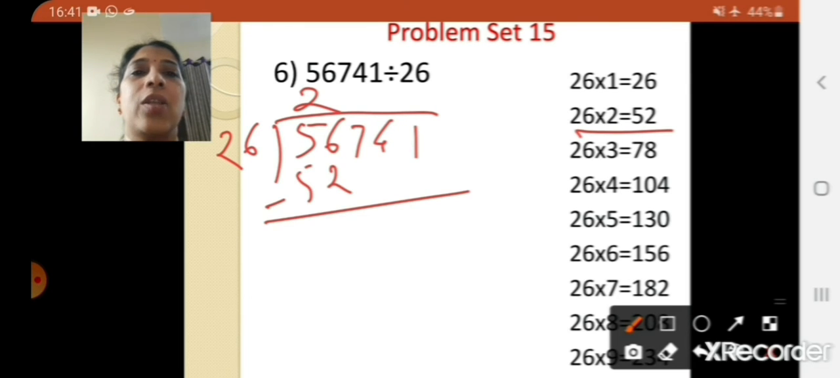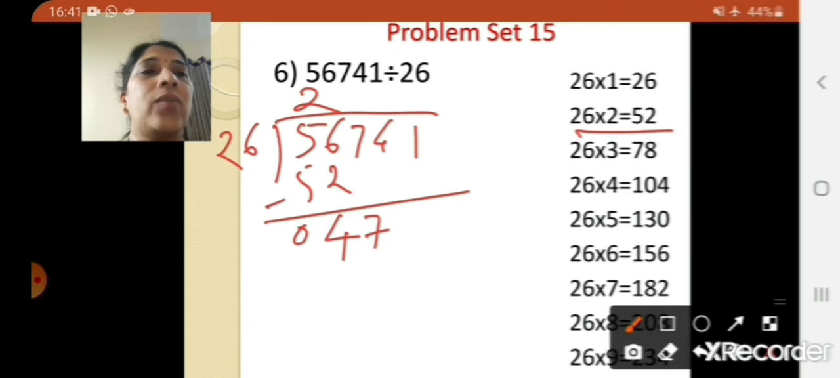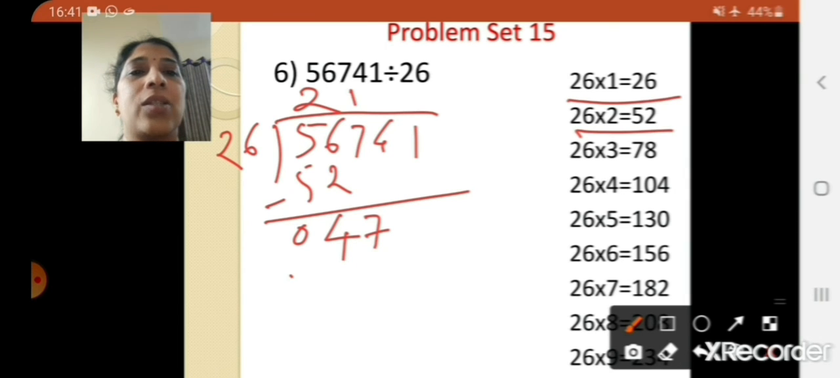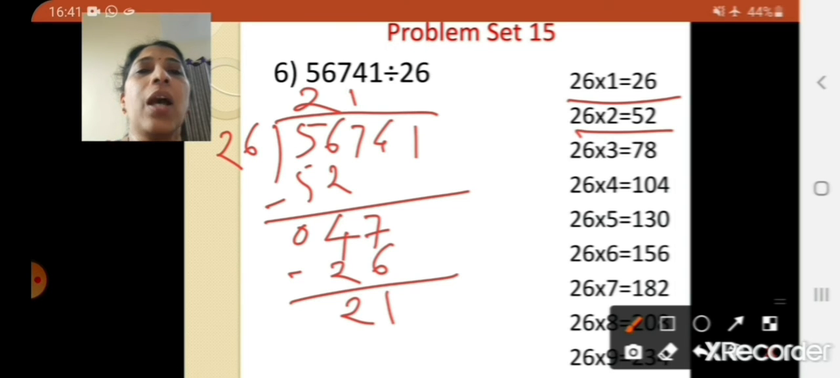Now 6 minus 2 is how much? 4. And 5 minus 5 is 0. So you will take the next number down, 47. Now is 47 there in the 26 table? No, right? So you will take 26 ones are 26. So 7 minus 6 is 1. And 4 minus 2 is 2, right? So now which is the next number? You will take 4 down. Now when you take 4 down, 214, right? So which is the number near to 214? 26 8s. So 26 8s is 208, right?